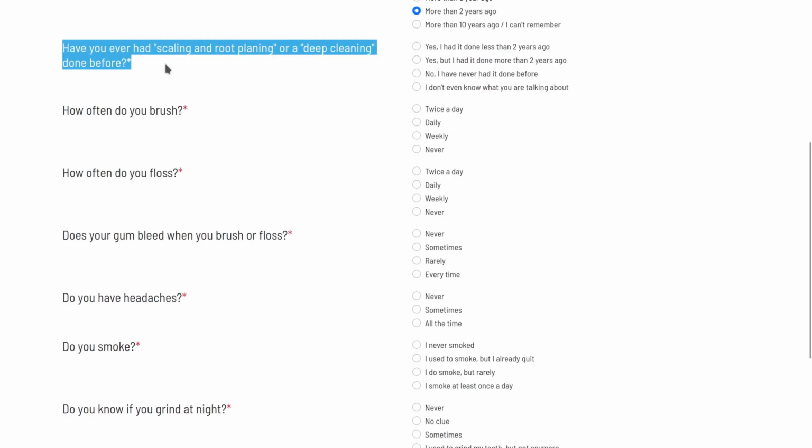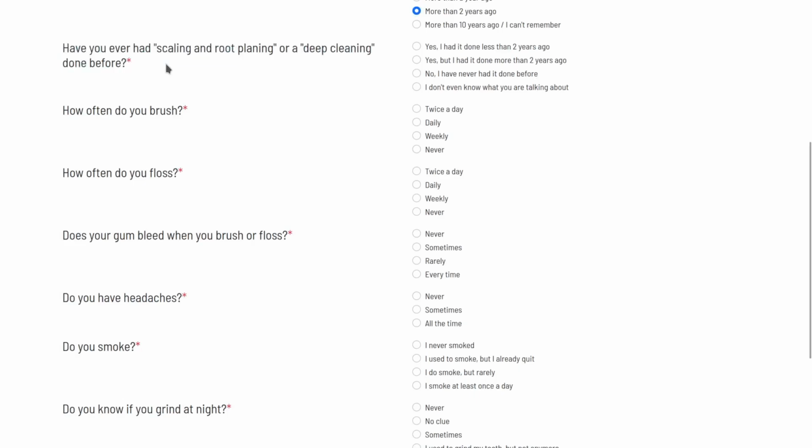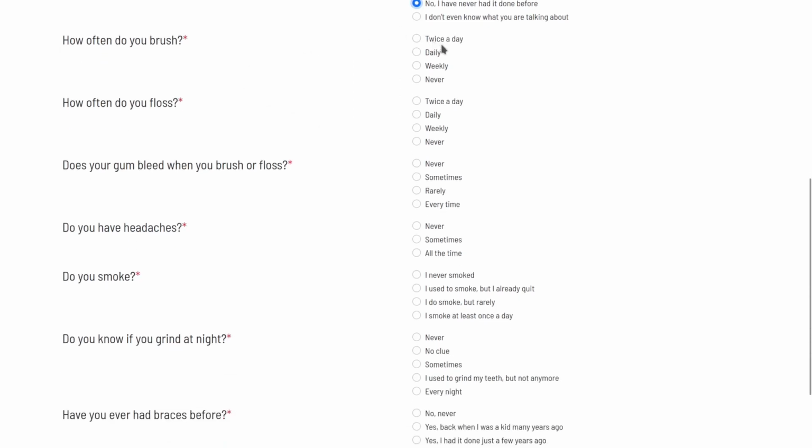This is just so if we have to do any research in terms of, okay, when was their last scale and root planing? If they do have periodontitis, insurance-wise, are we going to be in any kind of trouble? Most people actually say no, or I don't even know what you're talking about. Just simple OHI questions.